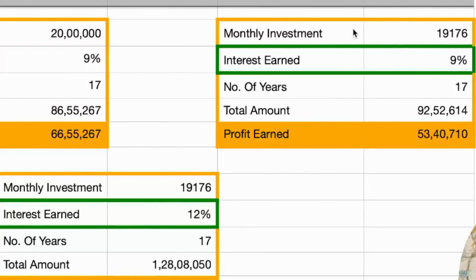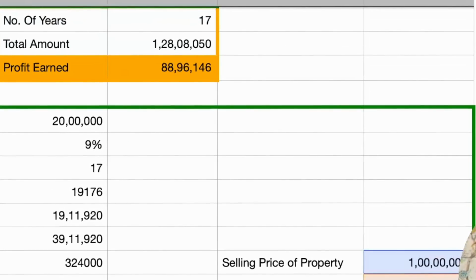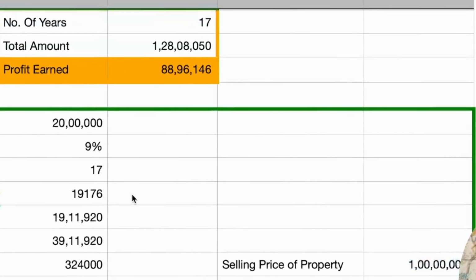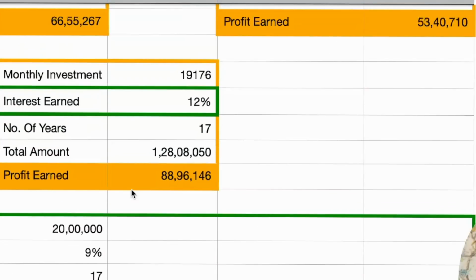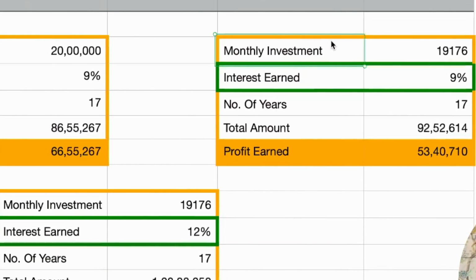So what I have done is I have taken another example. If you remember in the previous example, I said that on a loan of 20 lakh rupees, the person is paying a monthly EMI of around 19,176 rupees. So I have considered that the person has not taken any home loan, he has not done any lump sum deposit. What he is doing is making a monthly investment of rupees 19,176 in a plain vanilla bank deposit, right?